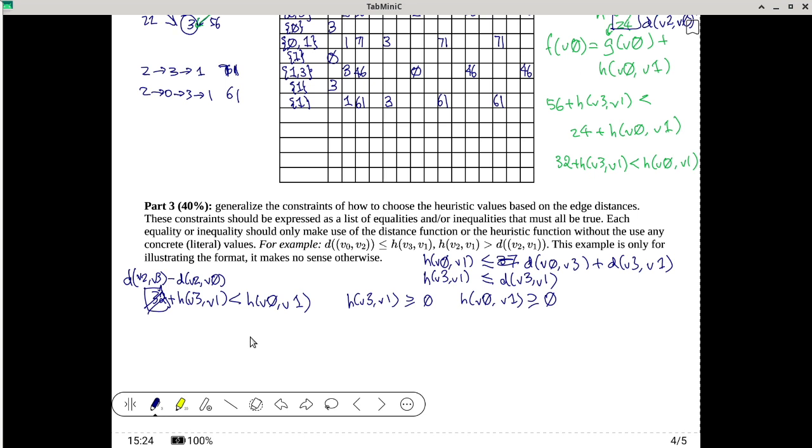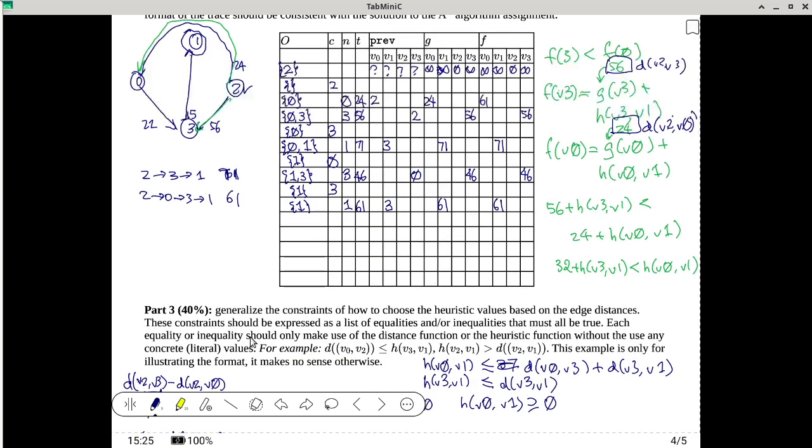So what about h of v2 to v1, which is from the origin to the end? It doesn't really matter. The only thing that applies here is it has to be greater than or equal to zero, and it has to be less than or equal to the actual length of the shortest path, which we already know. We have to go from V2 to V0 to V3 and then to V1. So you have to look at the sum of those edges and we'll be fine with that particular constraint.